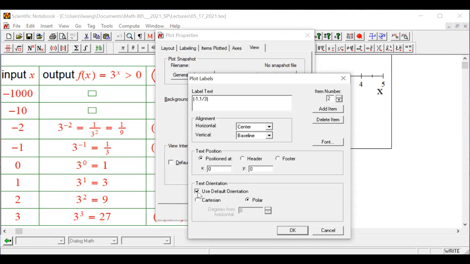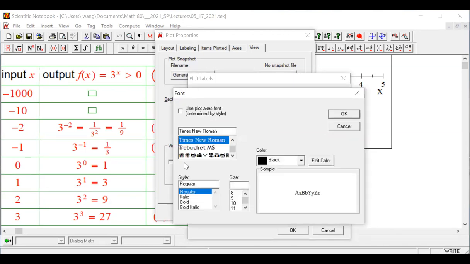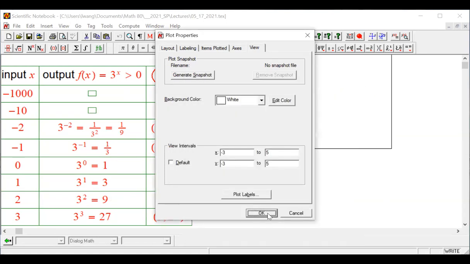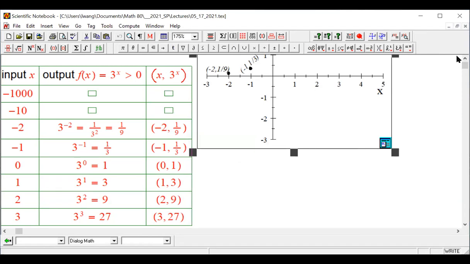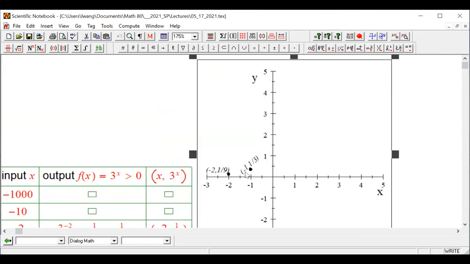I'm going to use polar, so maybe 45 degrees. And this is negative -1. And over here is, let me put it that way. Okay, I'm just experimenting with this software to hopefully give you a better viewing experience. There. It worked. Okay, so the input is -1, the output is 1/3.